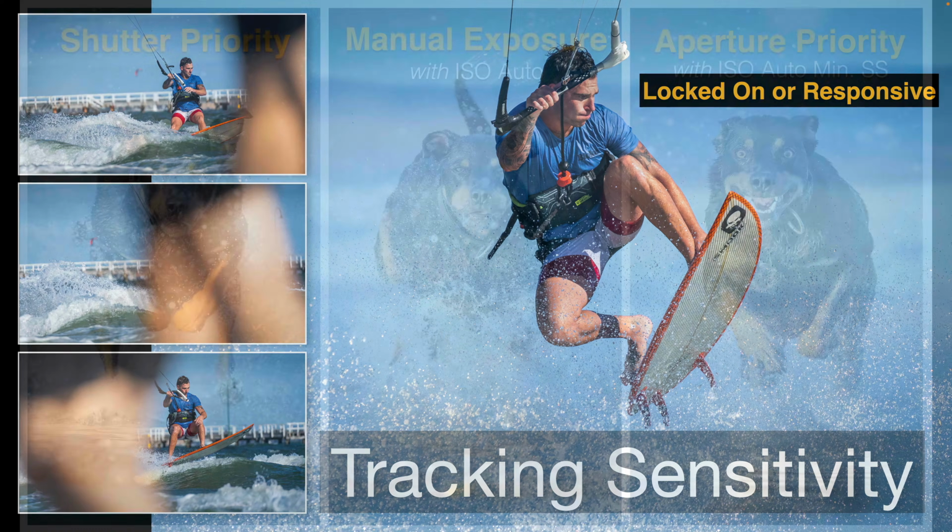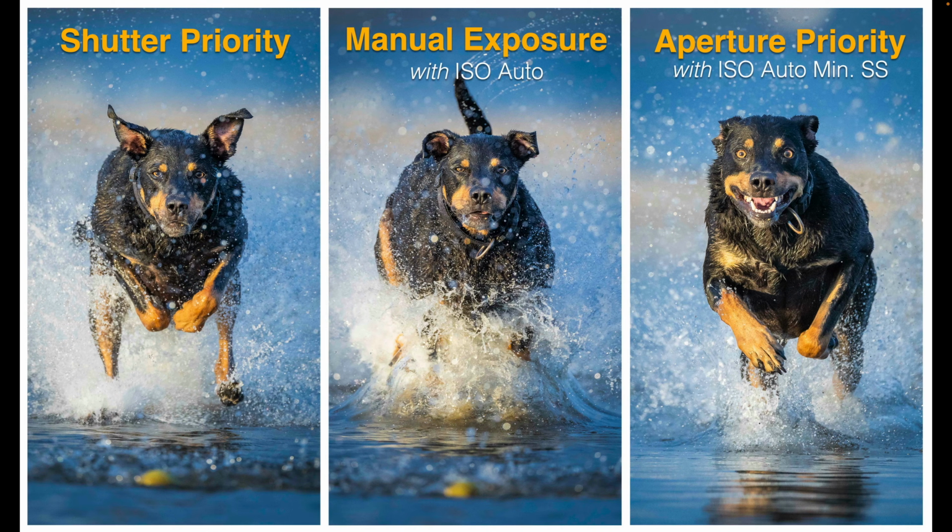If you wanted the camera to immediately jump focus to that person, you would set it to responsive rather than number 1, locked on. Now, a lot of people who are used to shooting sports will say, Mark, you're still using aperture priority with ISO auto and minimum shutter speed.